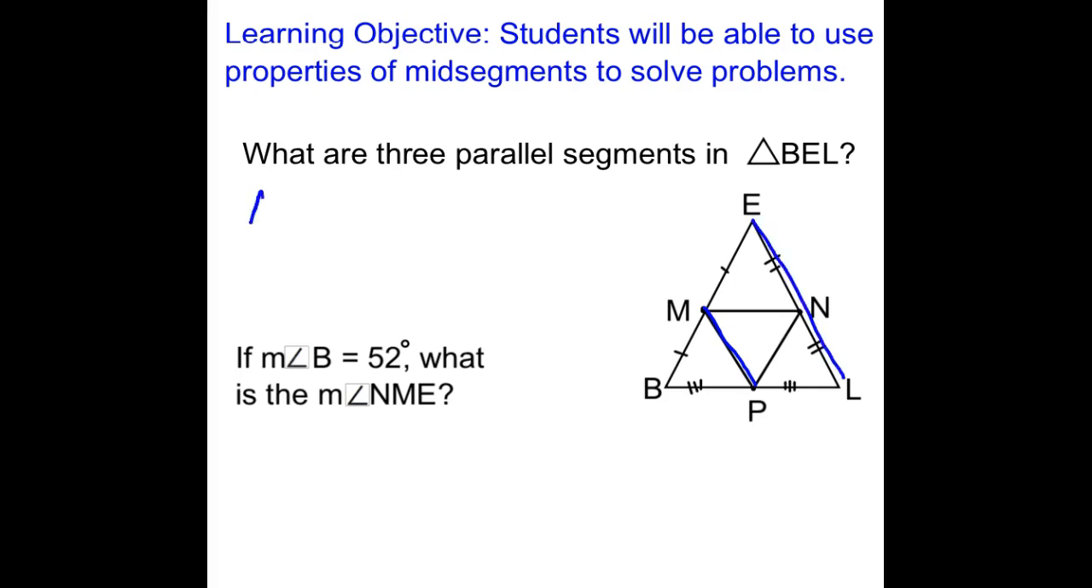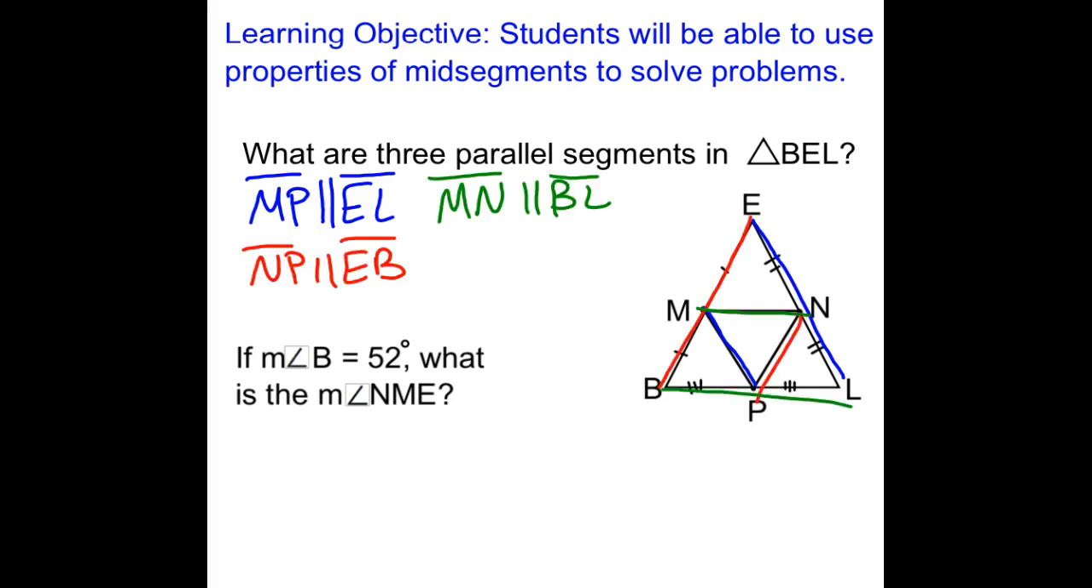So when you write this, remember when you name a segment, you put that little bar above it for segment, and then the parallel symbol, and then EL. And you want to line up the corresponding parts as well as you can. So there's one pair of parallel segments. There's actually 2 more, so why don't you pause the video and see if you can identify the other 2. Right, there are your other 2 pairs. NP is parallel to EB and MN is parallel to BL.